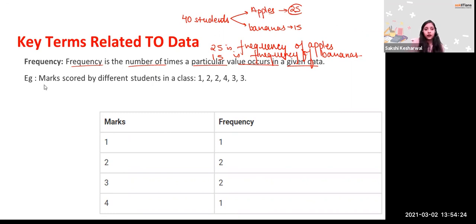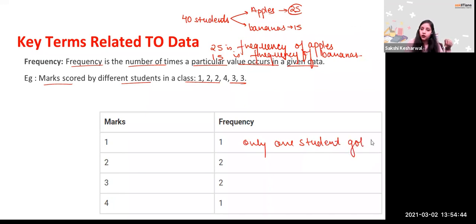Let's take an example of marks scored by different students in the class. I took a test of 5 marks, and somebody got 1, somebody got 2, somebody got 3, and somebody got 4. How many students got 1 mark? Only one student. Please don't confuse yourself. How many students got 2 marks? Only two students got 2 marks in the test out of 5.